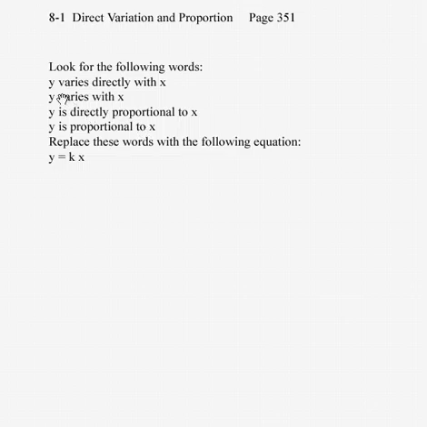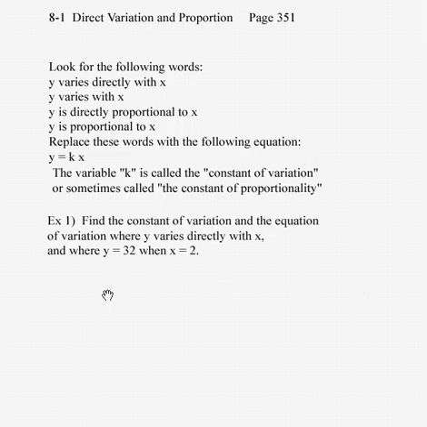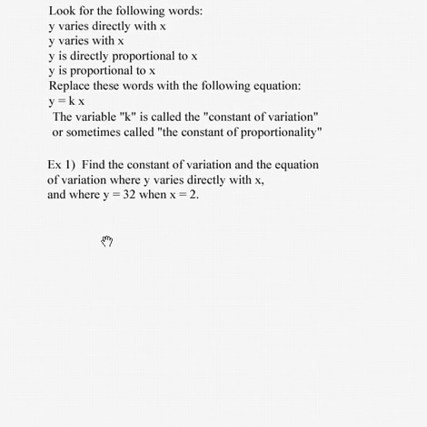x. And any of these phrases that you see, you want to replace with the equation y equals some constant k times x. And k is called the constant of variation. Sometimes we call it the constant of proportionality. So let's take a look at an original problem here, example number 1.